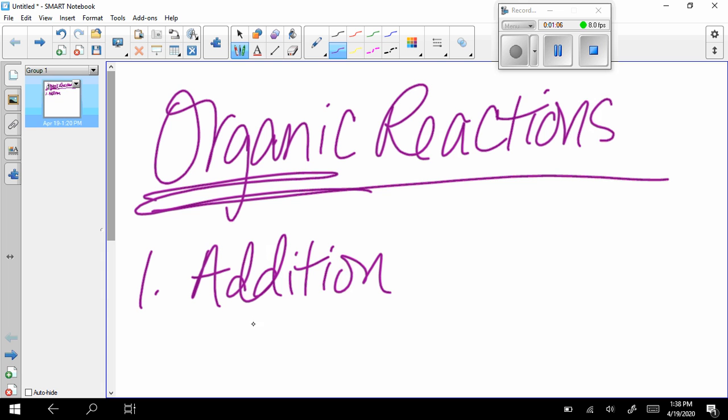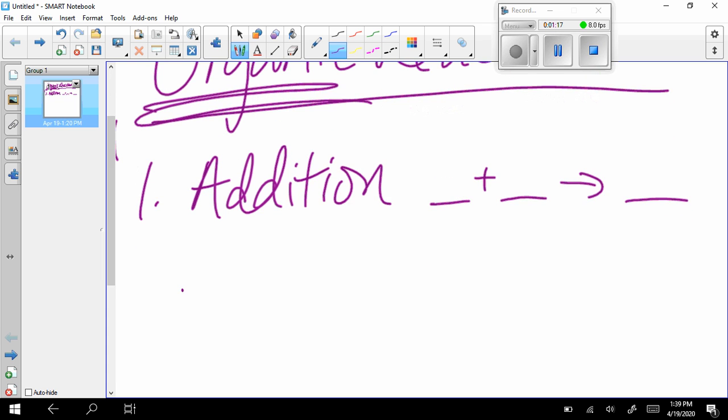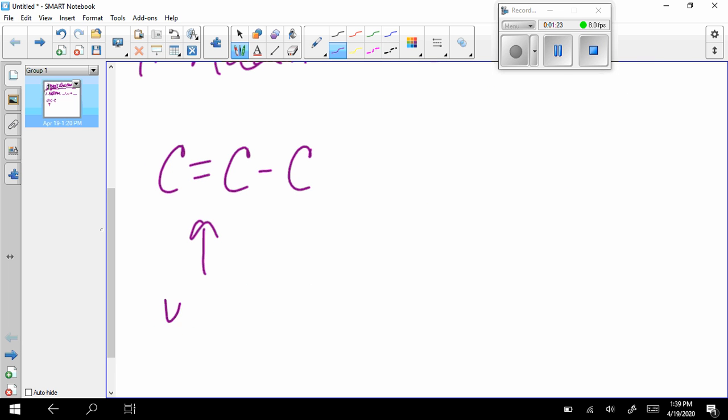So the first reaction type is called addition, and when you think of addition, you think of taking two things and adding them together like a synthesis reaction, and that is what happens with addition. You have to start with an unsaturated molecule. So unsaturated means that it doesn't have all single bonds. It has to have either a double or a triple bond. And let's talk about where the hydrogens would be. I would have one here and here, like that.